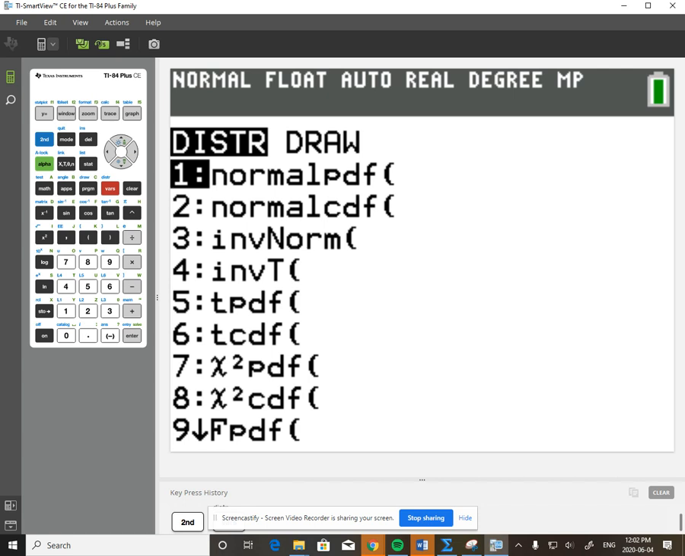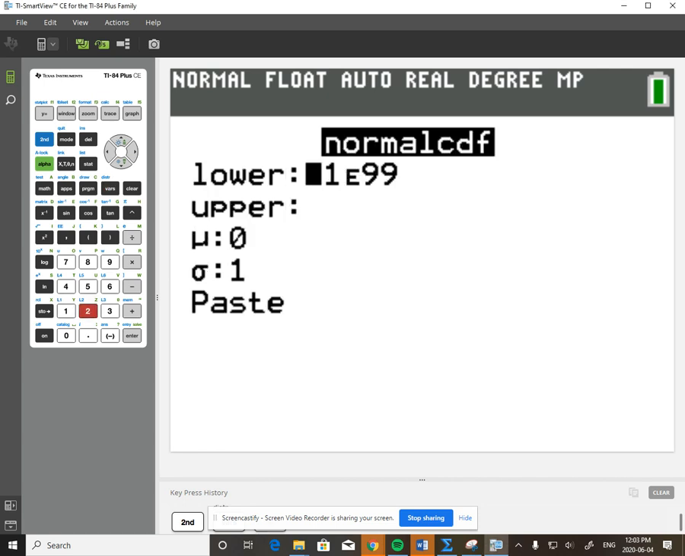Most specifically in Math 20-2, you will use only two of them, either number 2 or number 3. The normal CDF, which will give me the area if I know two values, or the inverse norm, which gives me a value if I know the area. I'm looking for the area under the curve, so I'm going to use number 2, the norm CDF. Now, this is the part right here that might look different for you. You might not get this if you have a different calculator. But these four components are the ones we're going to deal with, and you'll see what happens when we write it.